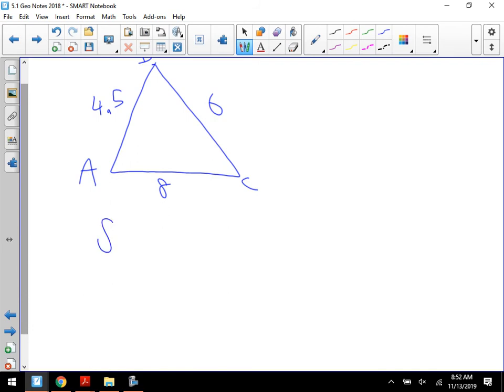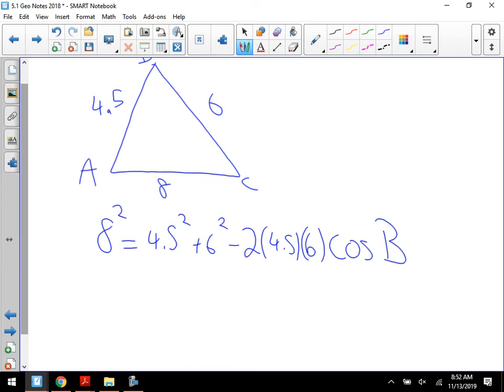But it's basically 8 squared will equal 4.5 squared plus 6 squared minus 2 times 4.5 times 6 times the cosine of angle B. It winds up being a whole bunch of buttons you have to press in the calculator to be able to figure out what the angle is. And you can do that, it's just not something we're doing yet. Okay?